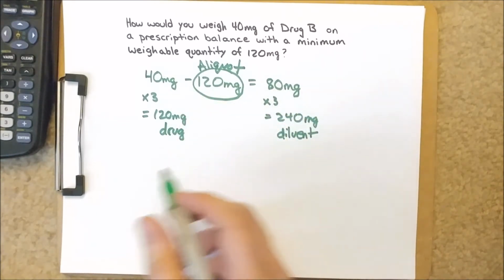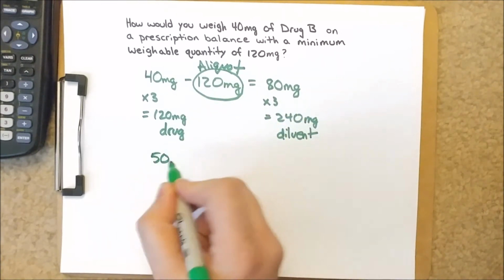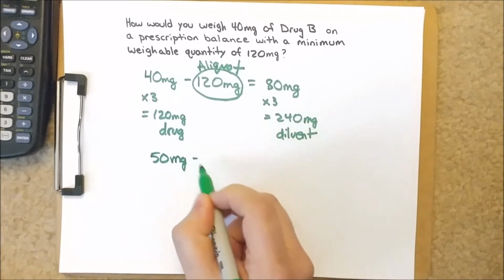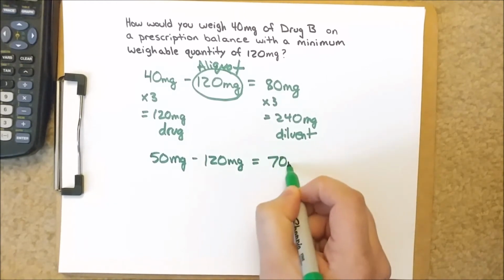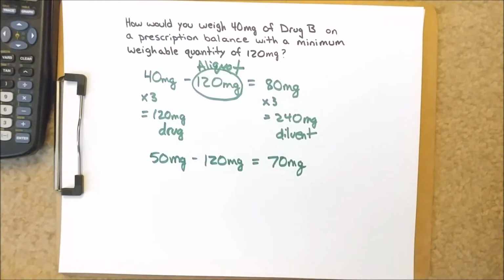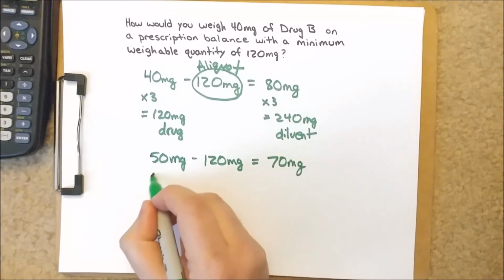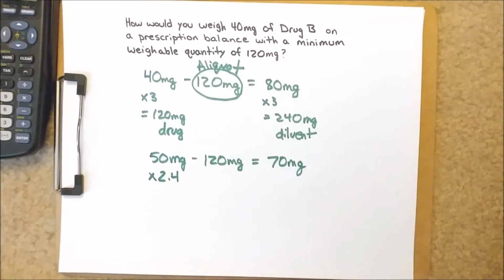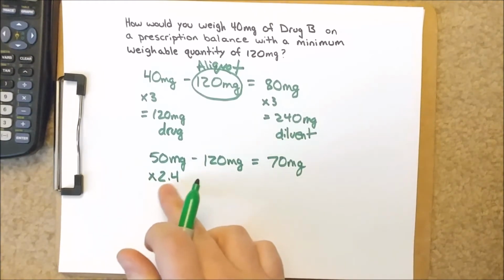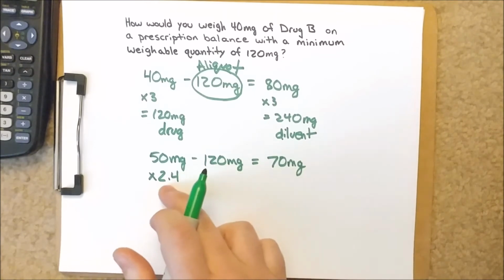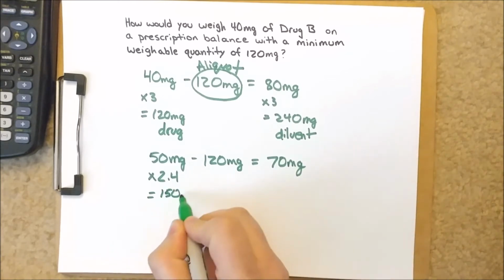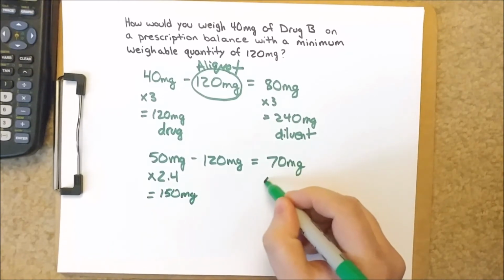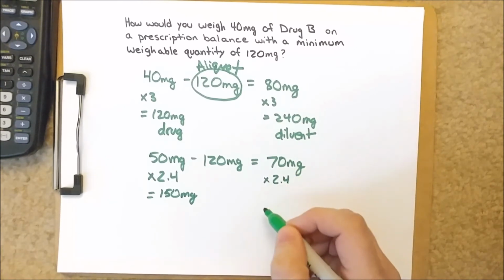But let's say we had 50 milligrams that we needed to weigh. Subtract that from the minimum weighable quantity, and you get 70 milligrams for your diluent. Okay, 50 into 120 doesn't go in perfectly. It goes in by 2.4. Now, I don't care about what this factor is. It doesn't have to be a whole number. All I'm looking for is that these final numbers here are whole numbers. It just makes my life easier when I'm weighing them out on the balance.